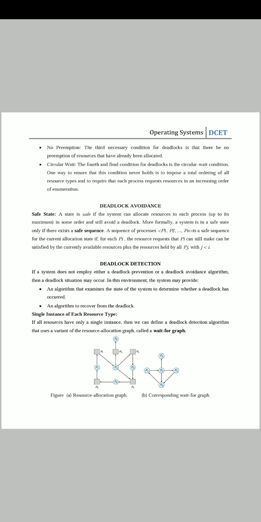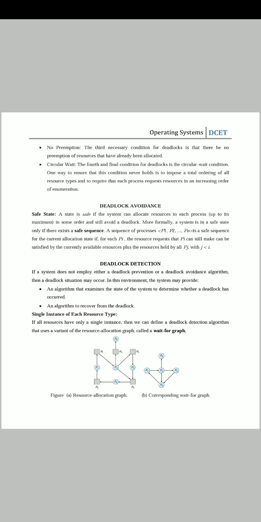Then we have deadlock detection: deadlock detection for single instance and for multiple instances. This is the second method. Once the deadlock has occurred, I need to detect it and finally recover from it. How do I detect the deadlock within the system? For single instances, I can use the resource allocation graph. For multiple instances, I can use the deadlock detection algorithm, that is, the banker's deadlock detection algorithm.